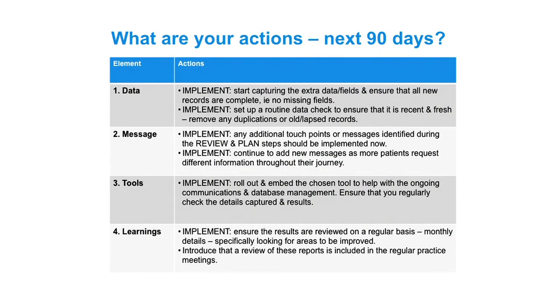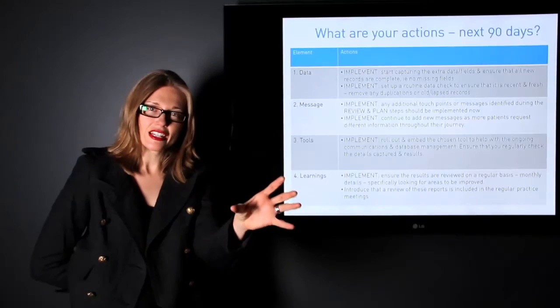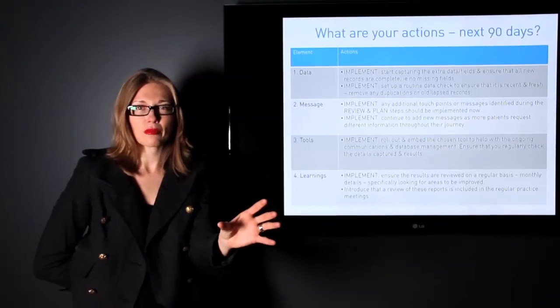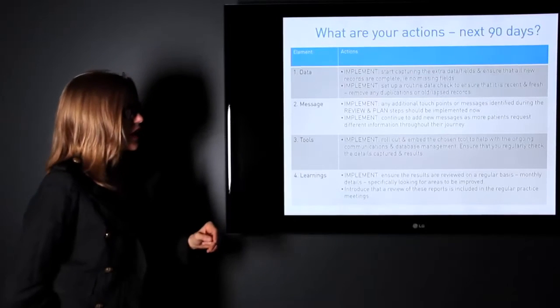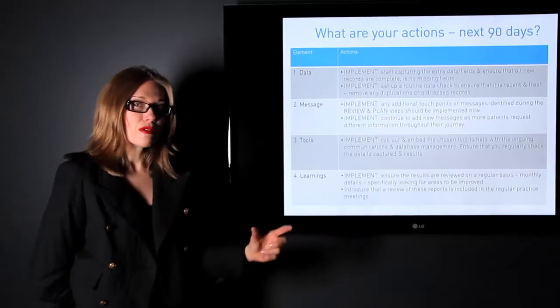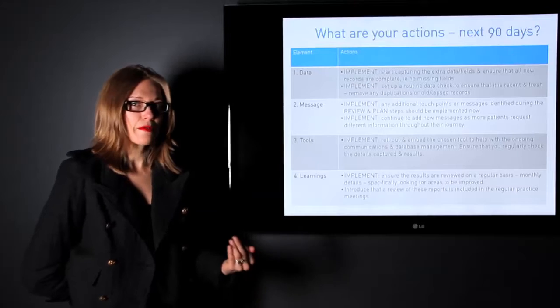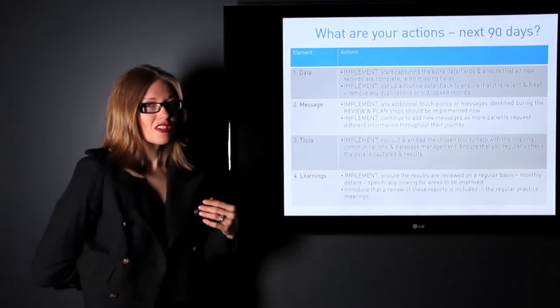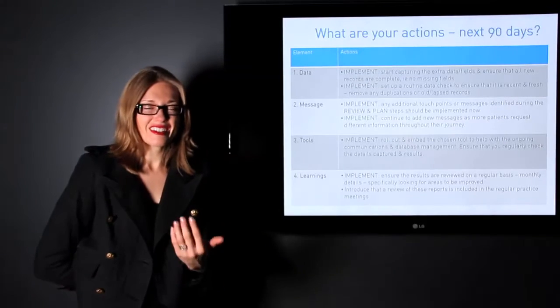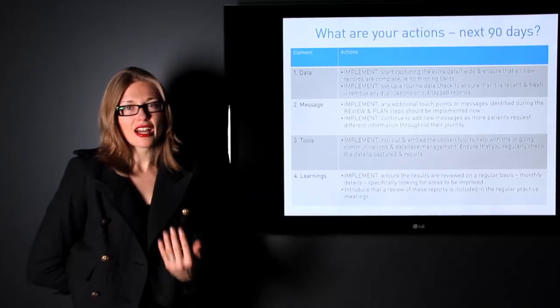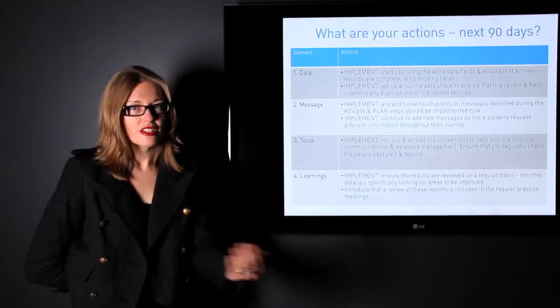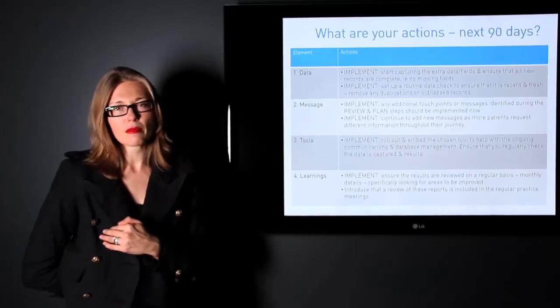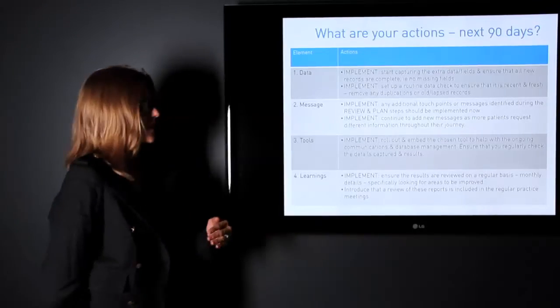The last one is the 90 days and the 90-day implementation. So this is where, after you've done the reviewing and the planning in the first 60 days, the last 90 days is really about that implementation. So with data, it's about implementing and making sure that you are capturing that data. It's about making sure that you have implemented a routine where you check the data on a regular basis. Every time someone comes in, every time someone picks up the phone, you are checking that data.